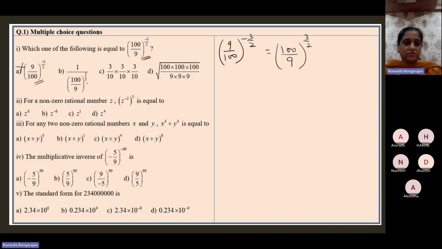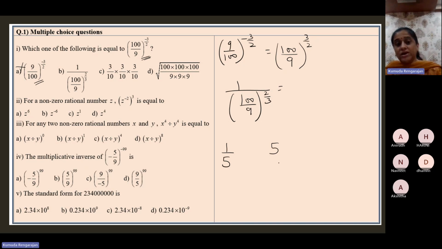Now look at the second one. It's 1 by 100 by 9, the whole power 2 by 3. Now, what is the relation between 1 by 5 and 5, children? 1 by 5 is a reciprocal of 5, or 5 is a reciprocal of 1 by 5, correct? Okay, so 1 by 5 is a reciprocal of 5, 5 is a reciprocal of 1 by 5. Now, this is 1 over 100 by 9 to the power 2 by 3.